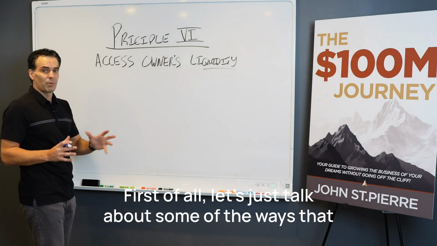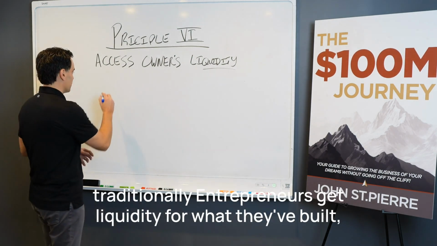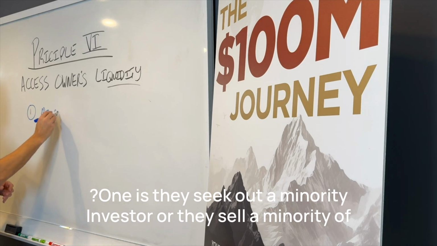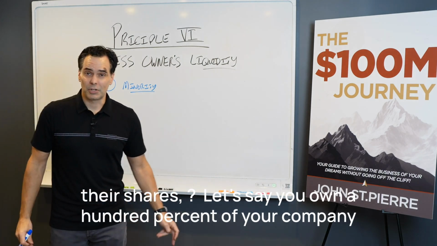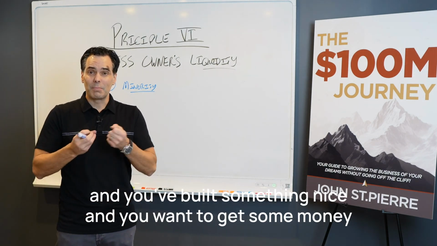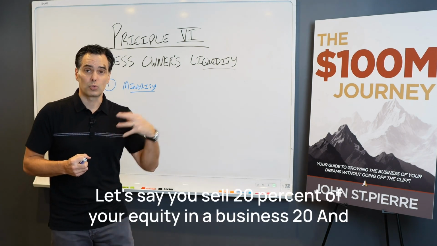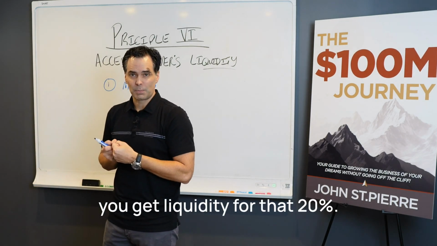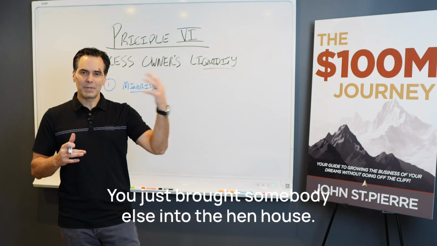First of all, let's just talk about some of the ways that traditionally entrepreneurs get liquidity for what they've built. One is they seek out a minority investor, or they sell a minority of their shares. Let's say you own 100% of your company and you've built something nice and you want to get some money for it. What a lot of entrepreneurs do is sell a piece of their business. Let's say you sell 20% of your equity in a business and you get liquidity for that 20%. Well, that just violated principle 1. You just brought somebody else into the henhouse.